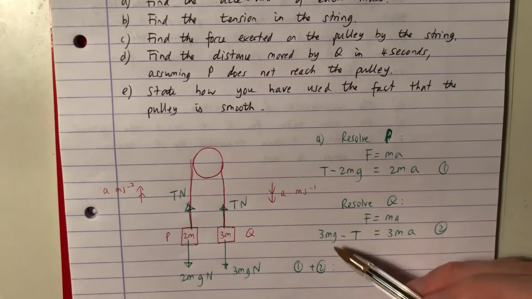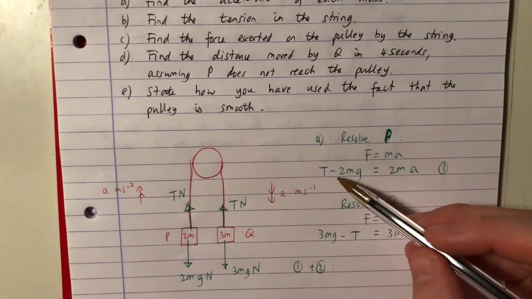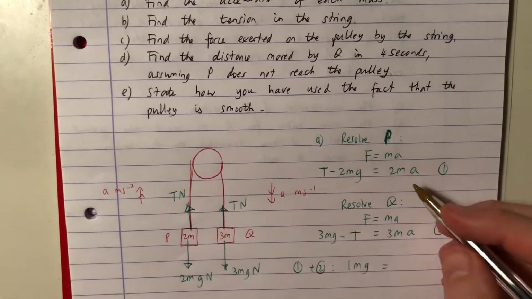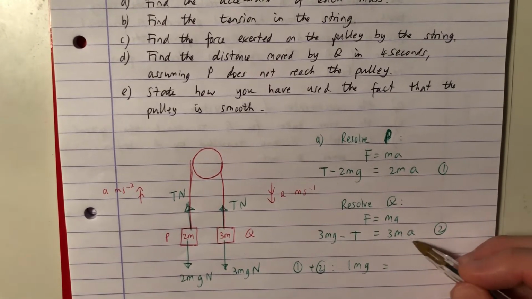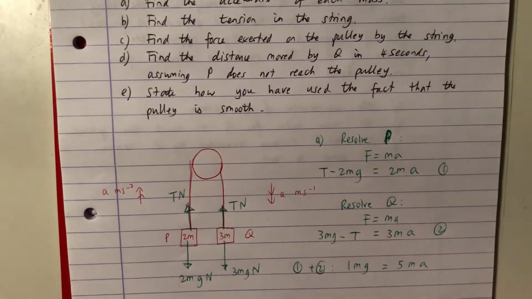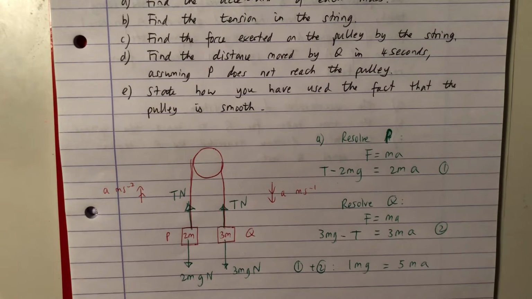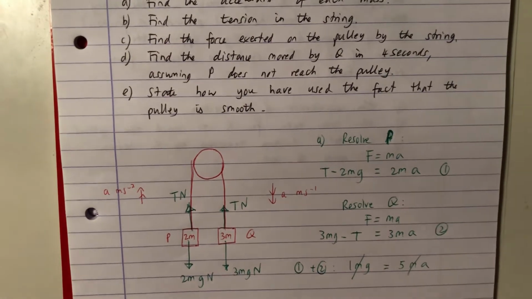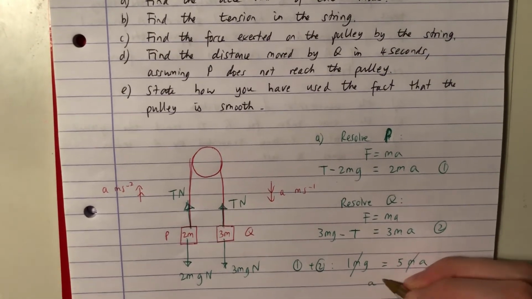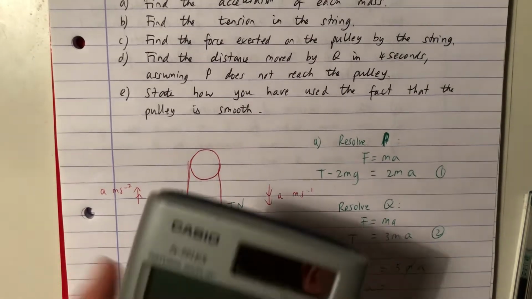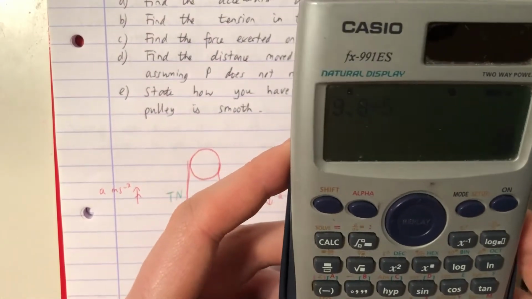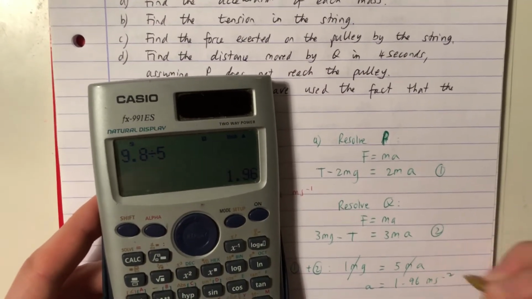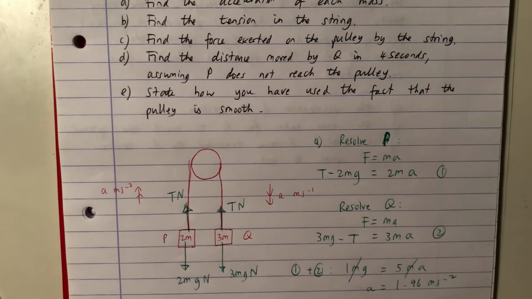The T's disappear. 3mg minus 2mg is 1mg, and 2ma plus 3ma is 5ma. And it looks like you've got an equation with lots of unknowns still, but you can divide by m. And then if you make a the subject, you do g, which is 9.8, divided by 5, which is 1.96 meters per second squared. And that's the acceleration of both.